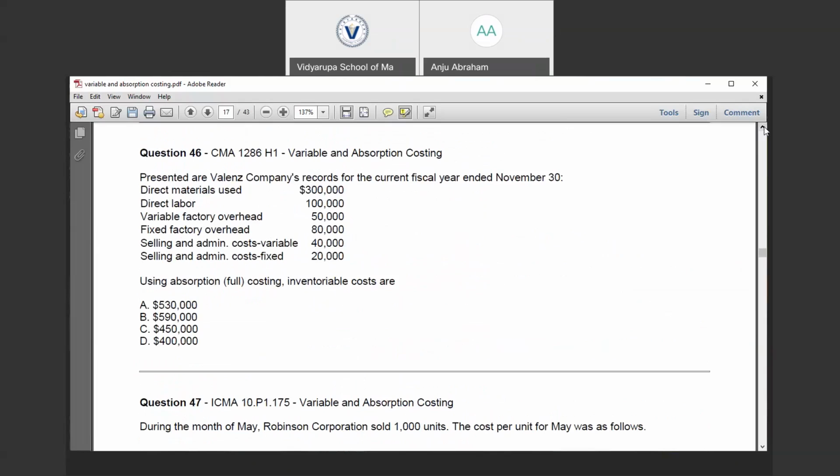So question number 46. Using absorption full costing, inventoriable costs are... So under absorption costing, what are the inventoriable costs? Inventoriable cost, also called product cost, equals direct material plus direct labor plus manufacturing overhead, that is variable manufacturing overhead plus fixed manufacturing overhead.